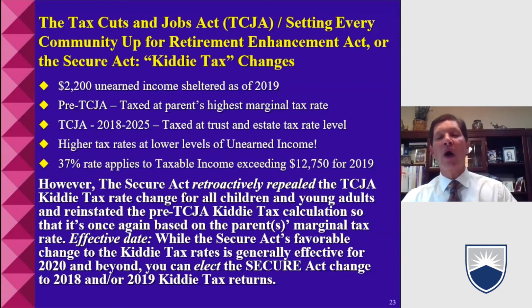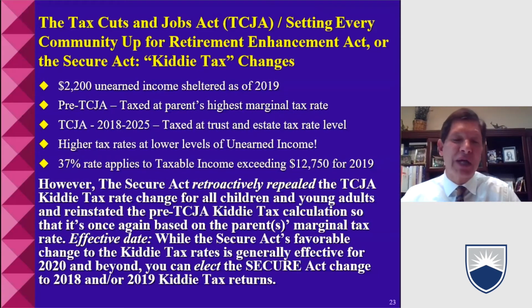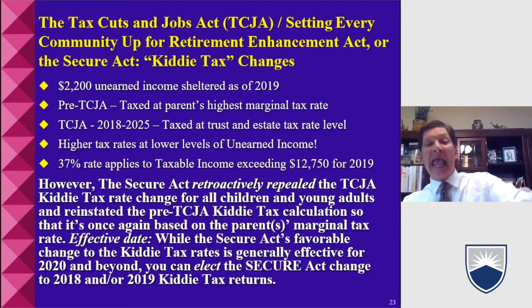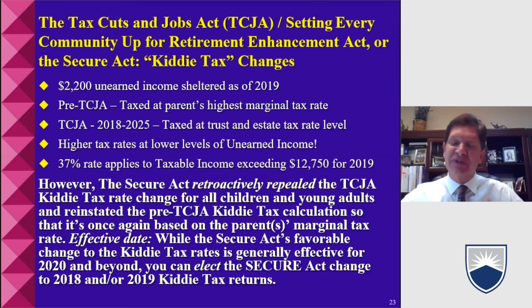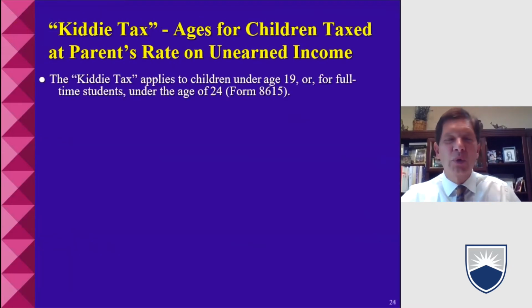The effective date. While the Secure Act's favorable change to the kiddie tax rates is generally effective for this year, you can retroactively elect the Secure Act change for 2018, amend the return, and/or 2019 kiddie tax returns. So who does the kiddie tax impact? The kiddie tax applies to children under the age of 19 or for full-time students under the age of 24.